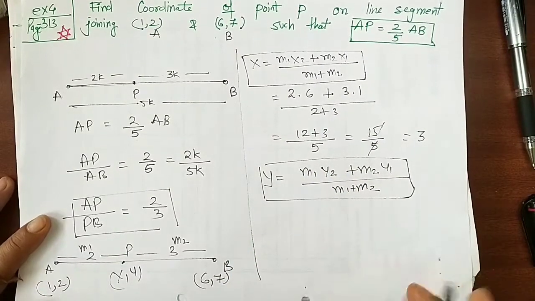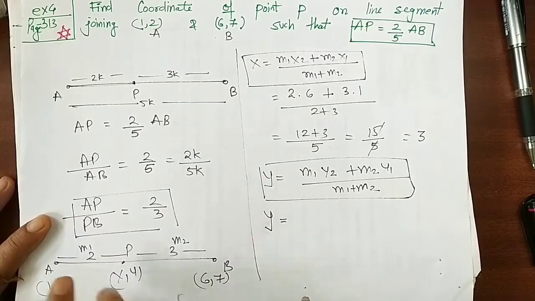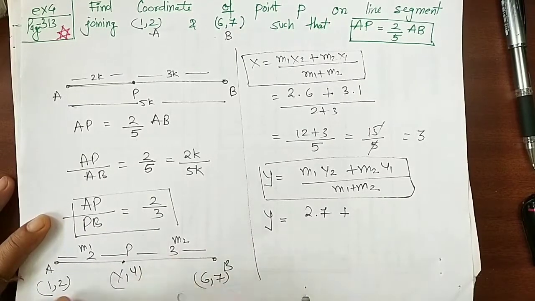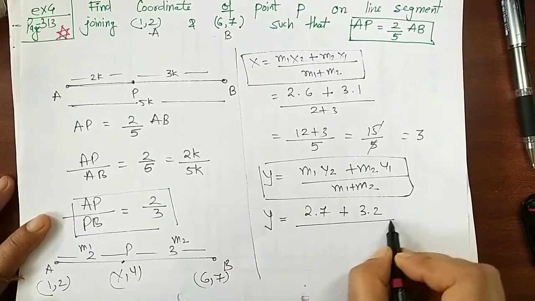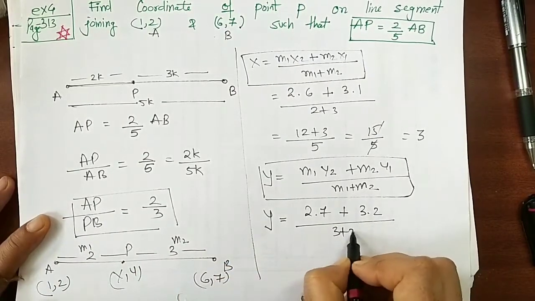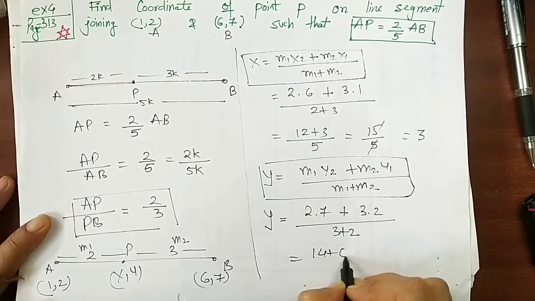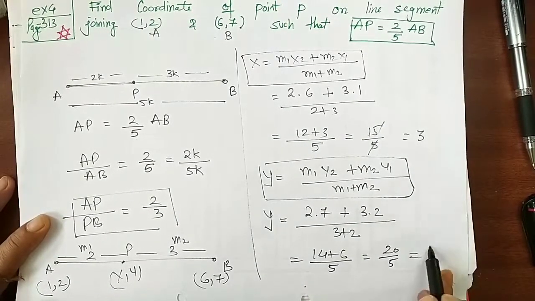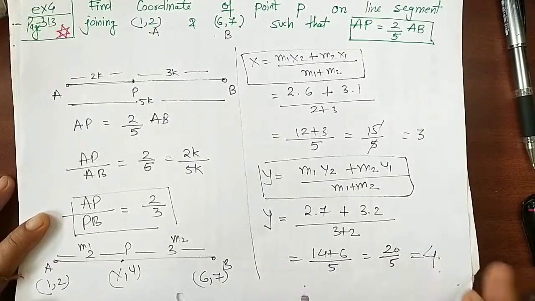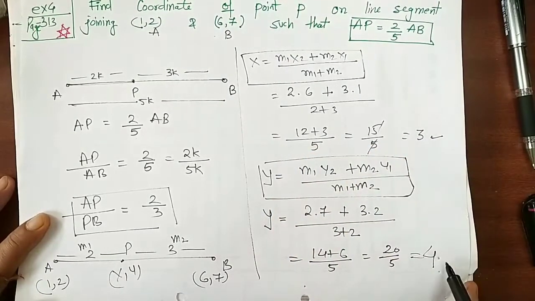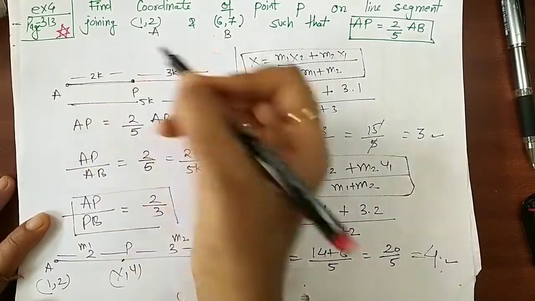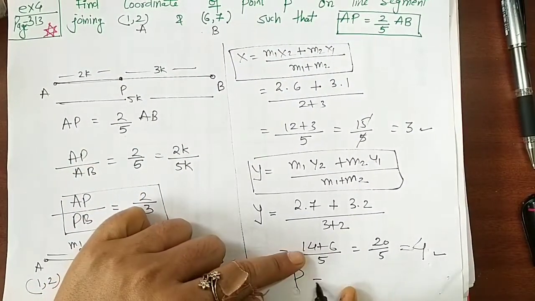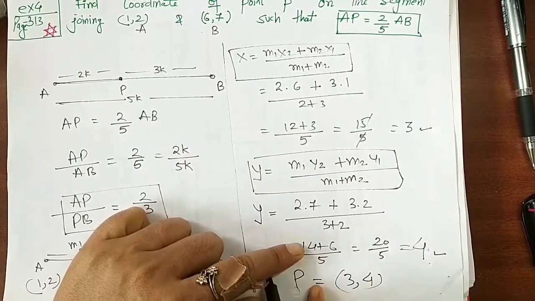So what will be my y? See, M1 y2, so 2 into 7, plus M2 y1, 3 into 2, by M1 plus M2, 3 plus 2, which is 14 plus 6 by 5, which is 20 by 5, which is 4. So my x is 3 and y is 4. So I got this point. That means my point P is nothing but 3 comma 4.